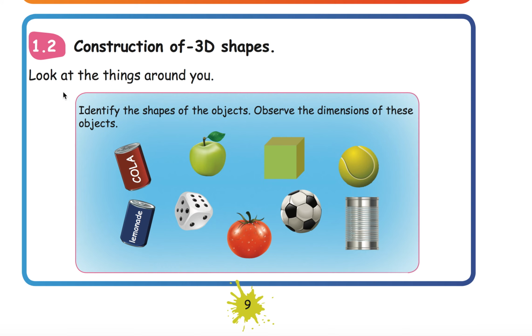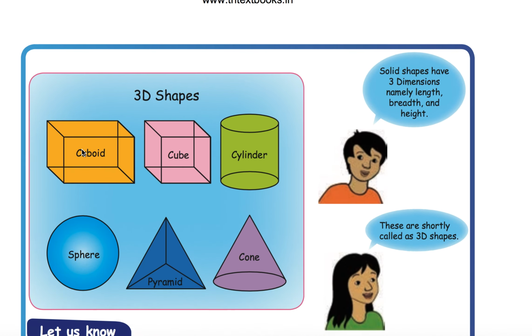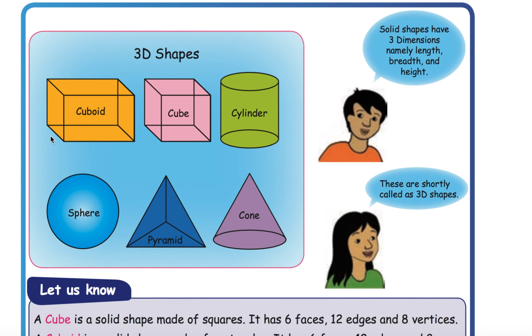Construction of 3D shapes. Look at the things around you. Identify the shapes of the objects. Observe the dimensions of each object. Now see the 3D shapes. Usually in real life we'll encounter 3D shapes only, right?